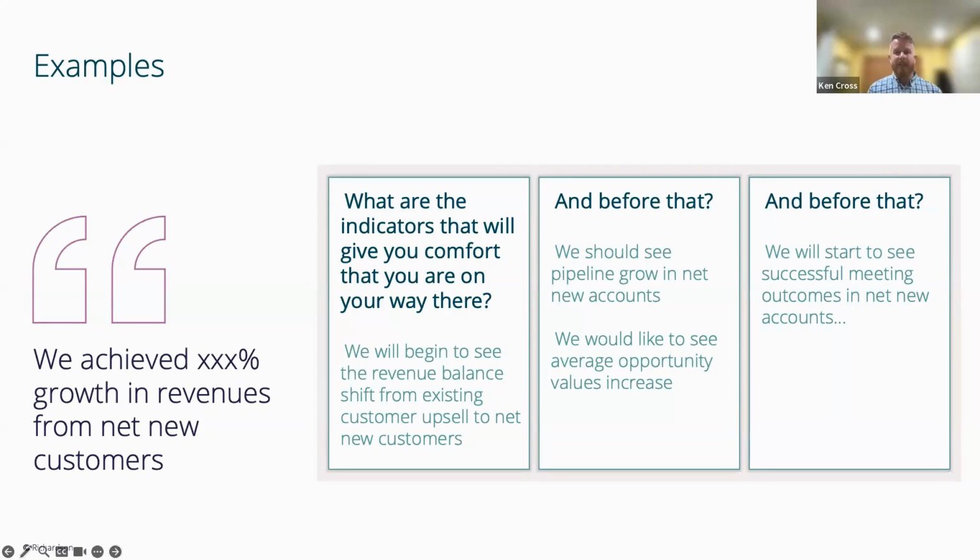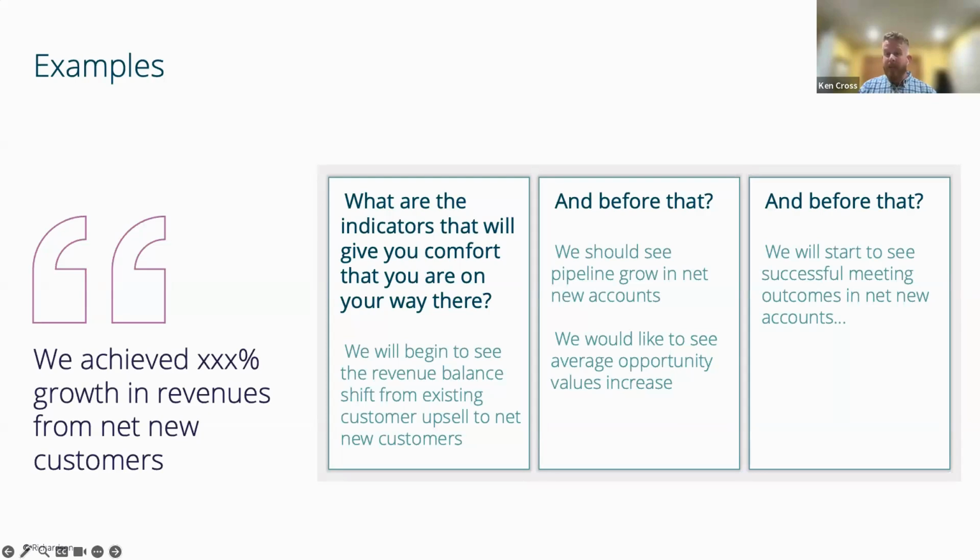So we'd actually likely see revenue balance shift from existing customer upsells to maybe more net new customer sales. And before that, we'd see growing pipeline in new accounts. But even further back, we're walking backwards now, even before that, we'd actually see more successful meetings in new accounts. So this is a good example of moving all the way from, hey, we grew revenues in net new customers, but how did we get there? It actually all started all the way on the right-hand side of this. We just simply had more successful meetings in net new accounts.